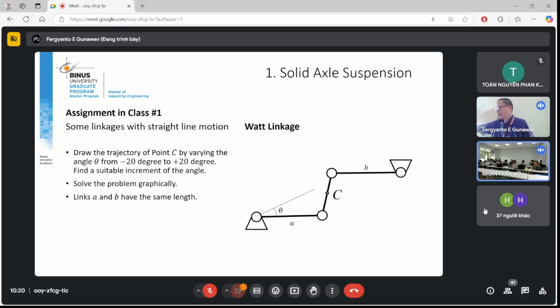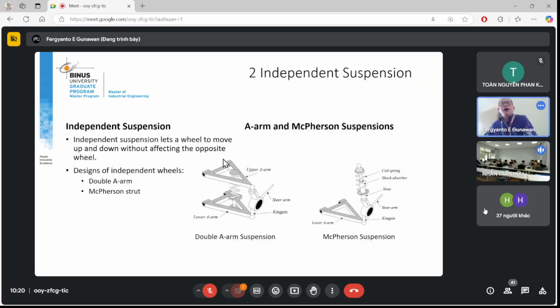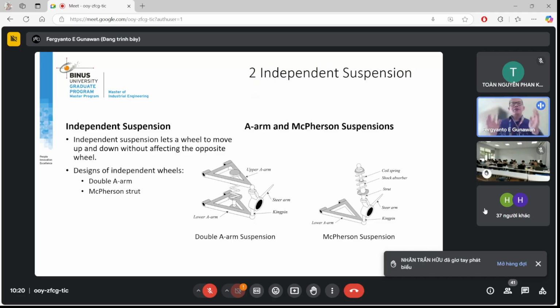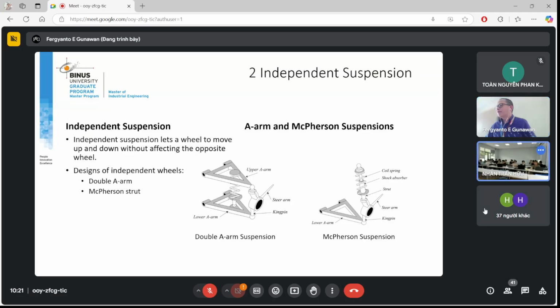Sorry, Rosa Guruwan, can you hear me? Traditionally, when you use the axles and leaf spring, the movement between the left and the right are... Hello. Hello, Rosa Guruwan. Okay. Are there any questions? Hello. Can you hear me?